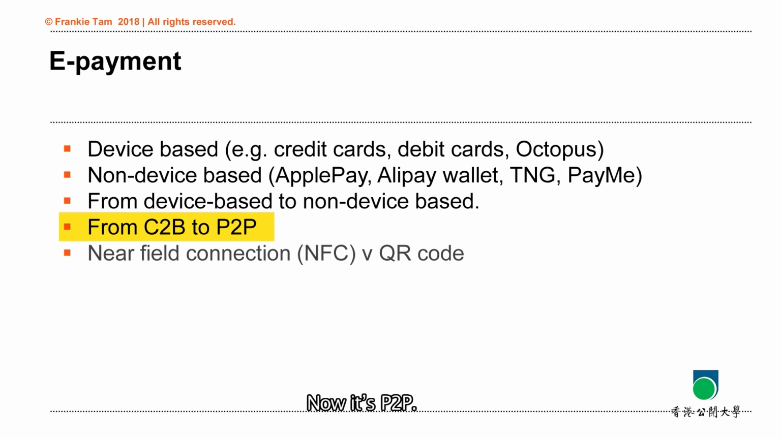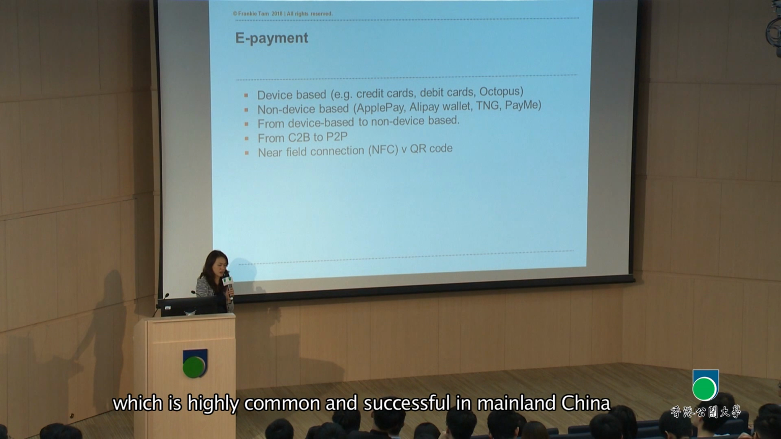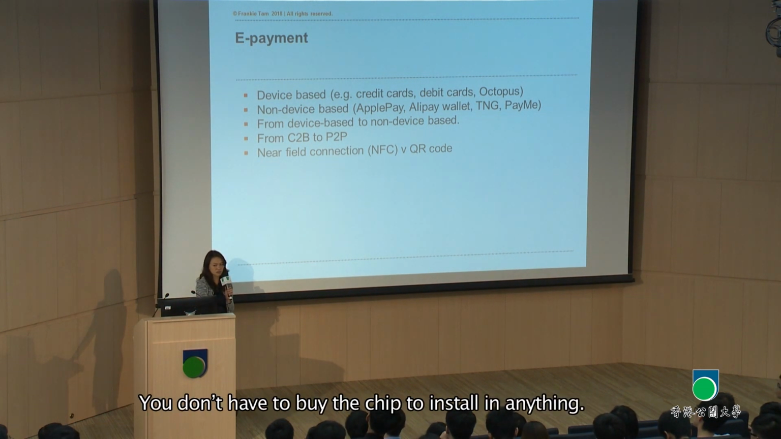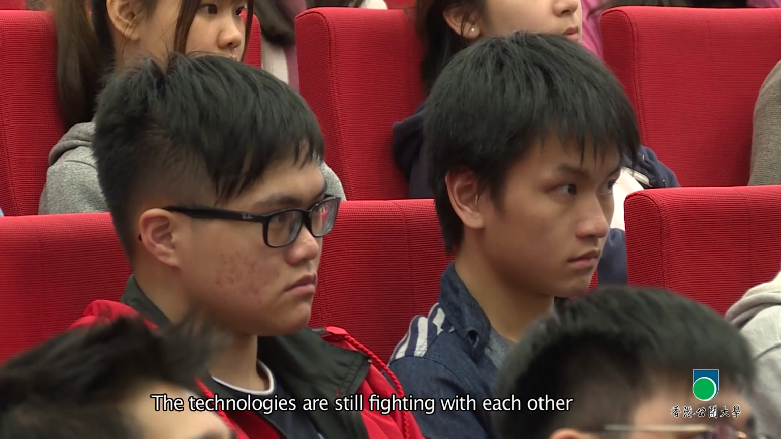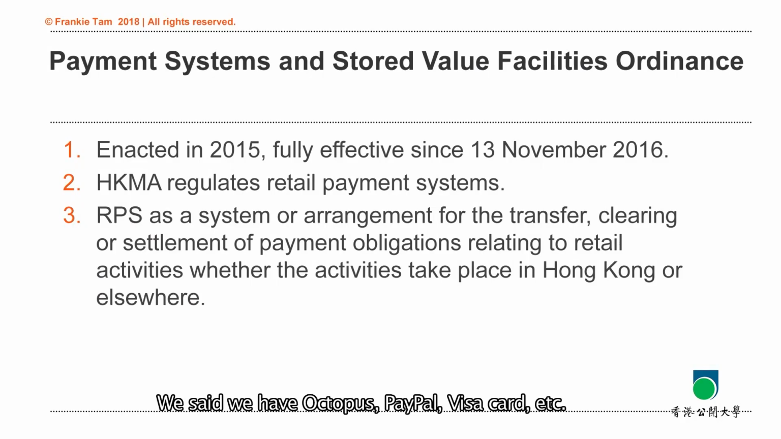And once upon a time, e-payment was all about your consumption, C2B. Now it's P2P. And there are 2 leading technologies in e-payment. Near-field communication, NFC, is basically the global standard for contactless payment. It's like the Octopus card: you beep, and then you pay. The other one is the QR code, which is highly common and successful in mainland China because of the low cost. You don't have to buy a chip to install in anything; you just print out the QR code. The technologies are still fighting with each other as to which one should dominate. We said we have Octopus, PayPal, Visa card, etc.